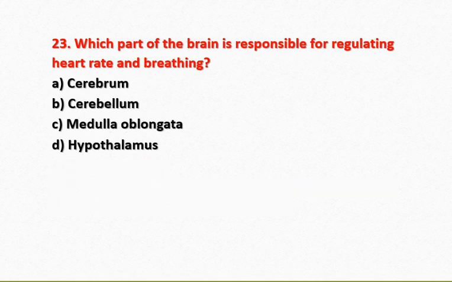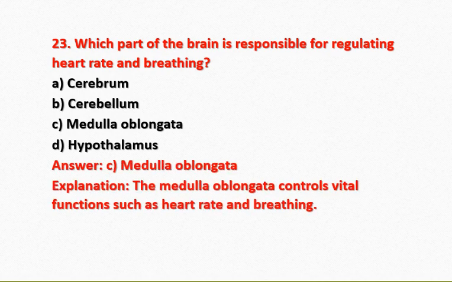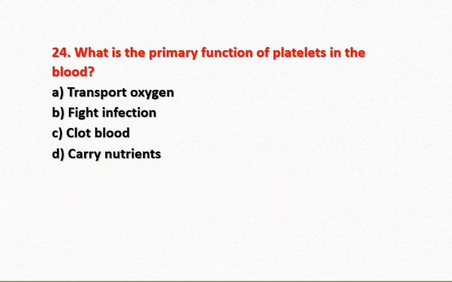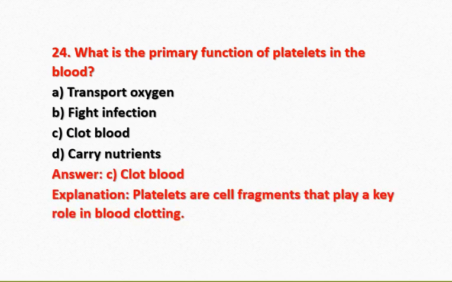Which part of the brain is responsible for regulating heart rate and breathing? Correct answer is option C, medulla oblongata. What is the primary function of platelets in the blood? Correct answer is option C, clot blood.